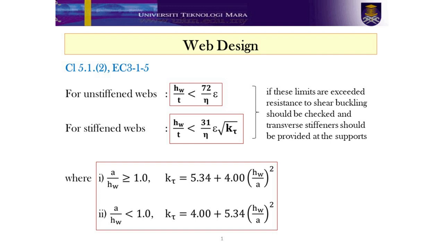If you can see the note highlighted there, if these limits are exceeded, resistance to shear buckling should be checked and transverse stiffeners should be provided at the supports. So in these two cases, first you need to establish whether our plate girder has unstiffened or stiffened webs. In our case, we are designing for stiffened webs. Then what we have to do next is check whether hw over t complies with the given equations here.